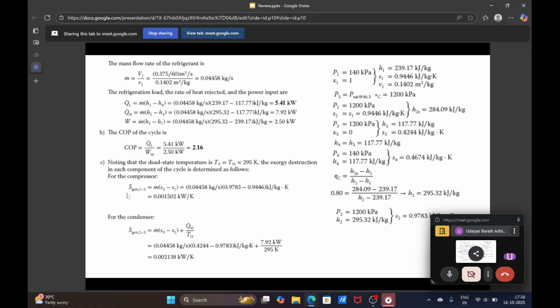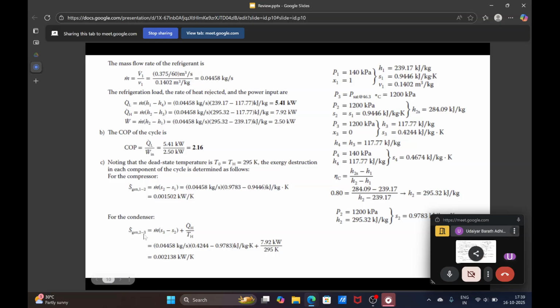So the entropy generated is m dot S2 minus S1, and since we consider all to be steady state processes, the dS by dt term is also 0. So entropy generated is straight away the entropy difference. So 0.04458 multiplied by the entropy at state 2 minus state 1 gives you entropy generated of 0.001502 kilowatt per Kelvin. So this is the entropy generated in process 1 to 2.